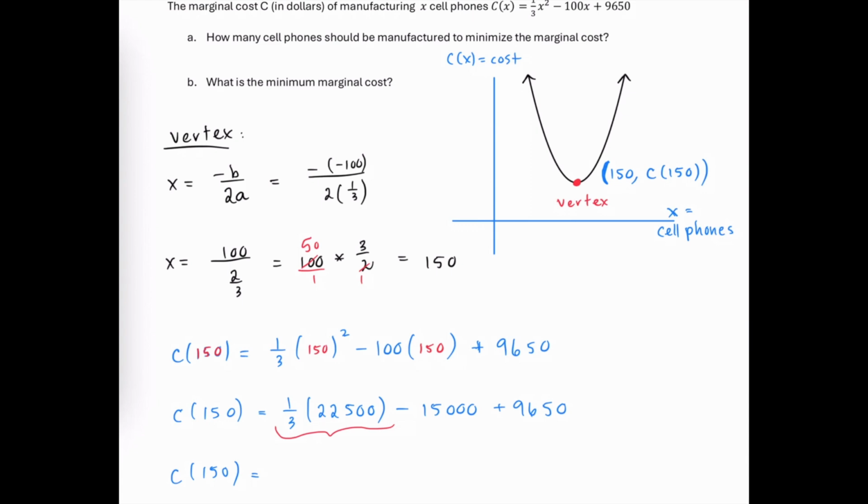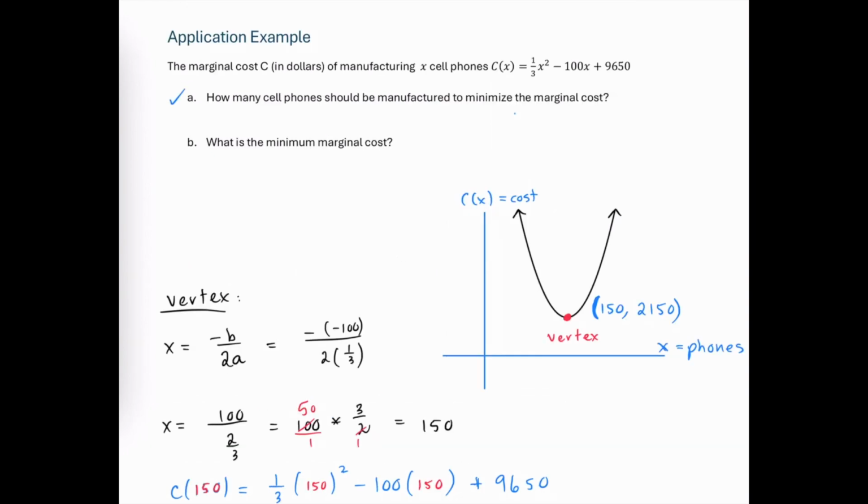1/3 times 22,500 is 7,500, minus 15,000, plus 9,650 turns out to be 2,150. Our cost is measured in dollars, so let's go ahead and put dollars down there. So now let's complete the vertex ordered pair since we know what the corresponding cost value is, and then we can answer the questions. How many cell phones should be manufactured in order to minimize the cost?